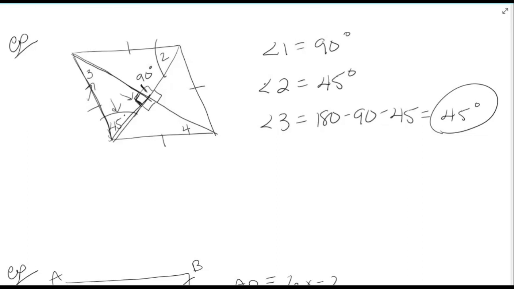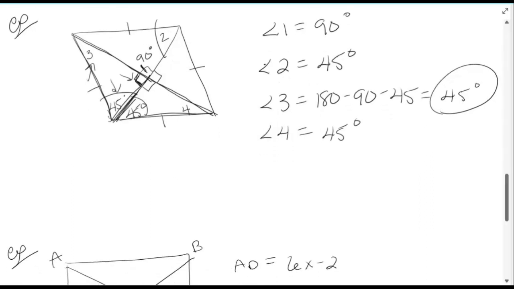And the same thing would be true in this triangle to find the measure of angle 4. This one has to be 45 because of this angle bisector right there, the diagonal, meaning that angle 4 also has to be 45 degrees. All right, not too hard.